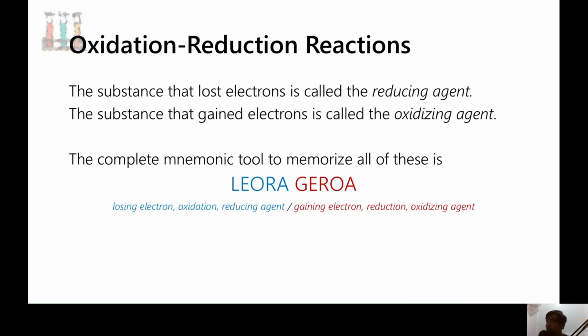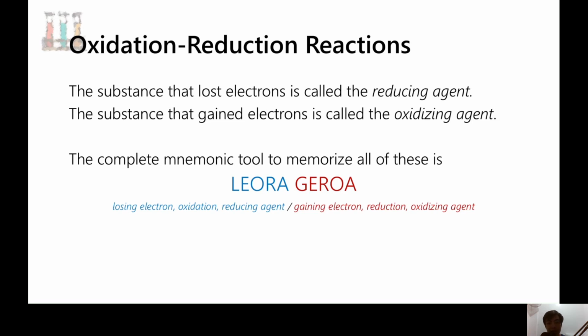Okay? So another mnemonic here is this one, the Leora-Geroa. So the substance that loses the electrons is called the reducing agent. And the substance that gains electron is called the oxidizing agent. Mukhang baliktad, yes. Pero yun talaga yung tawag na. Okay. So ibig sabihin, the substance that underwent oxidation reaction, ang tawag sa kanya ay reducing agent. So kumbaga siya yung tutulong sa reduction reaction. Kaya agent, no? Tumutulong sa kabila. Parang sales agent yan, di ba?